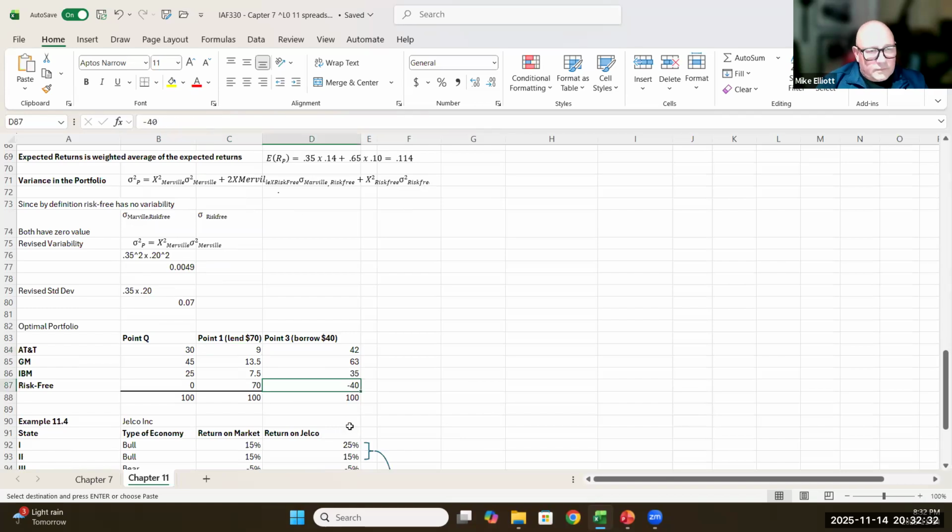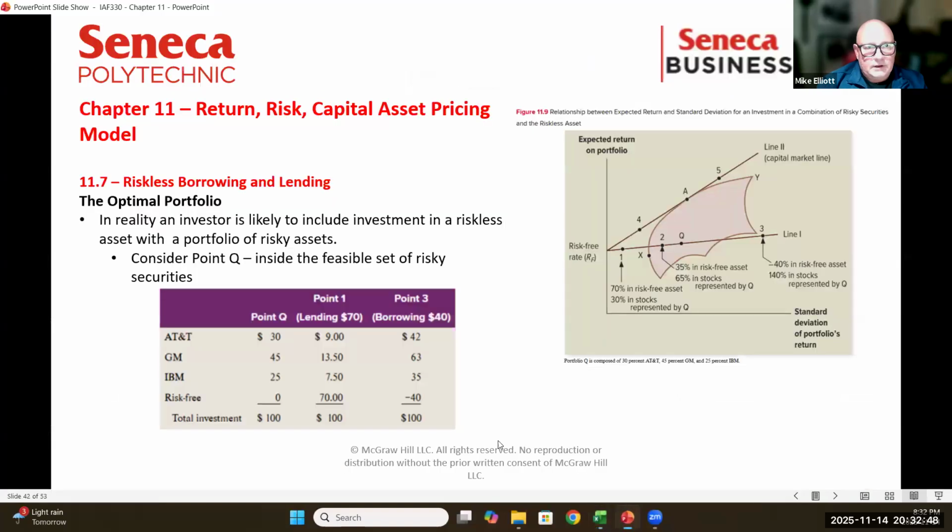If we borrow, now instead of having $100 to invest, we now have $140 to invest at exactly the same proportions. So we have these 3 portfolios where we end up. These 3 portfolios, how do those look on a line? We have point 1, which was to the left because we lent. We have 3, which is to the right because we borrowed. And we have Q, which was our portfolio.